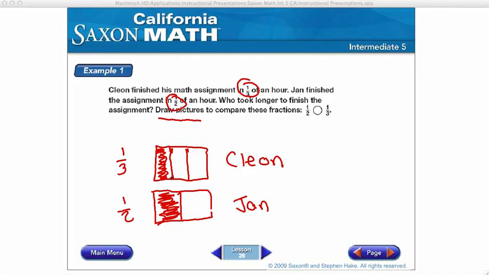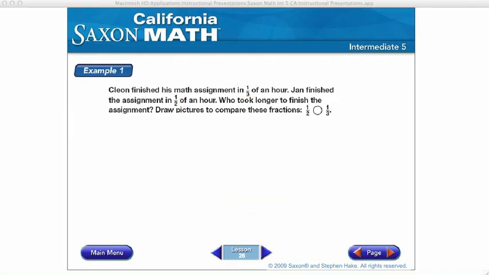So I can see by comparing that 1/3 is smaller than 1/2. So I'm going to rewrite the original problem as they gave it to us. And a half is greater than 1/3. All right, let's look at example 2.